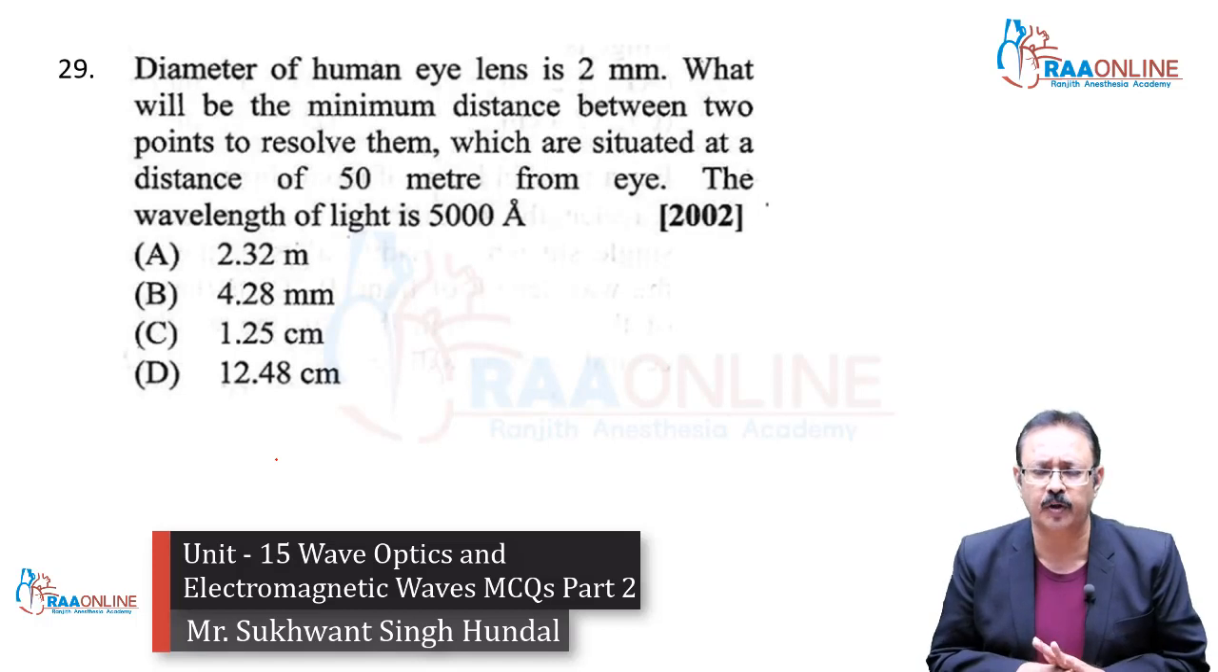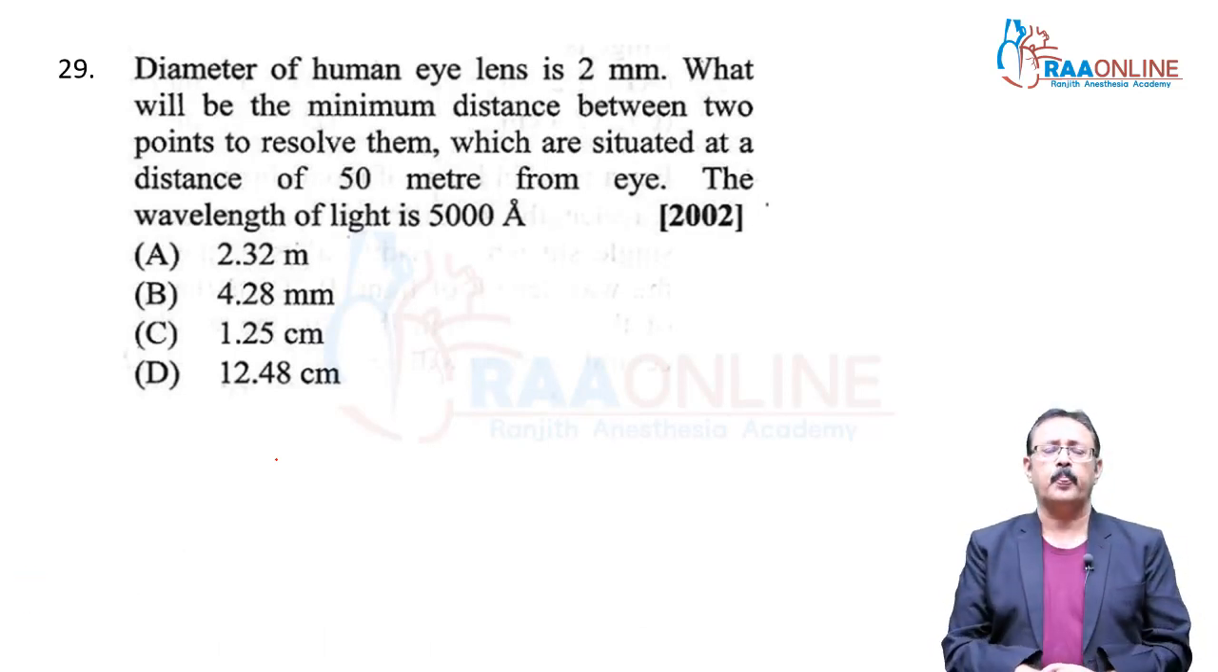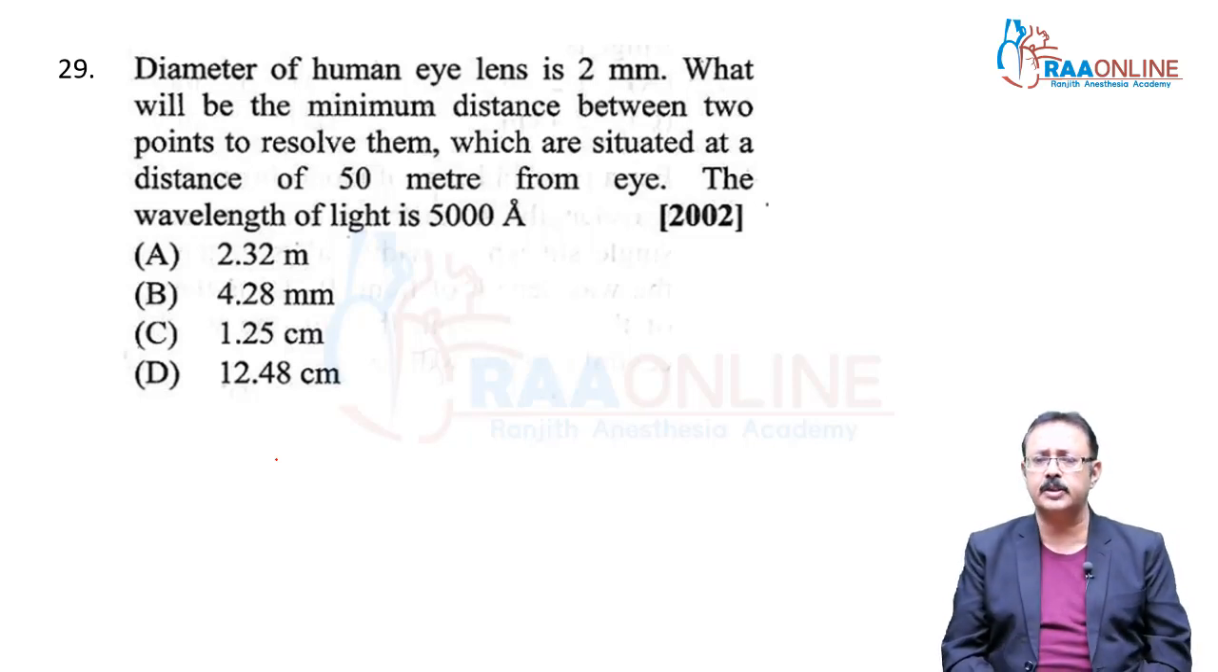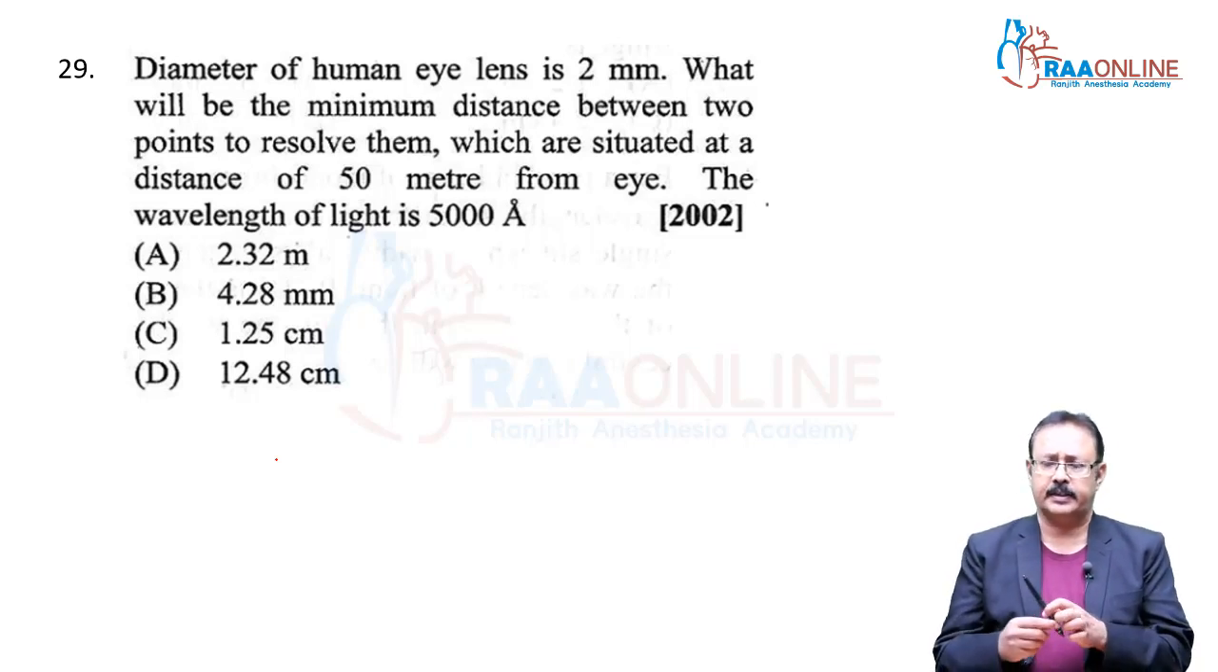Now we are going to solve the 2002 APMT problem. The diameter of the human eye lens is 2 millimeter. What will be the minimum distance between 2 points to resolve them? What is the resolving power?